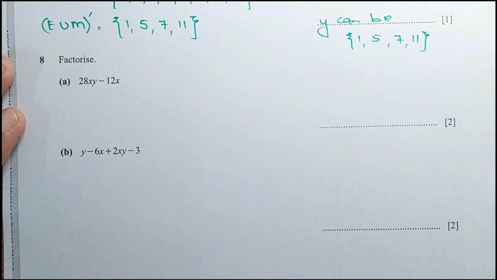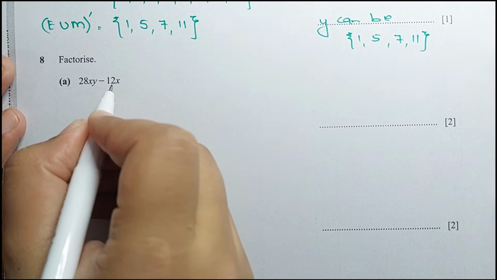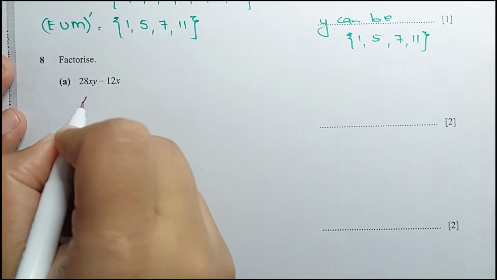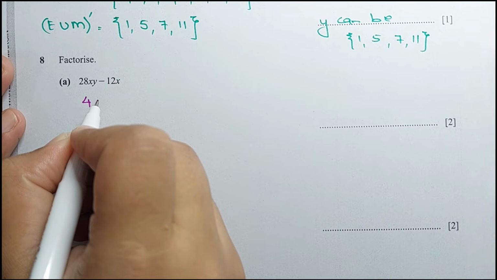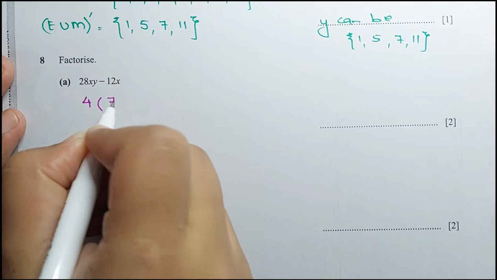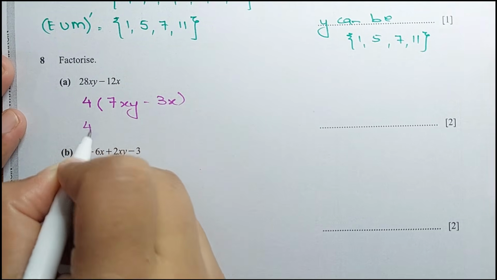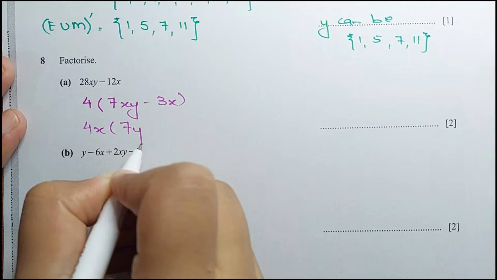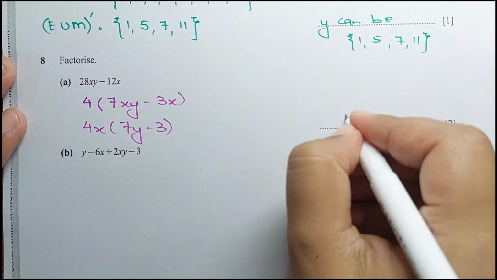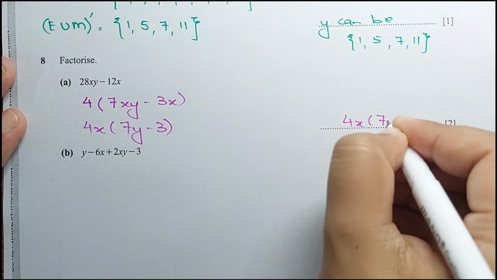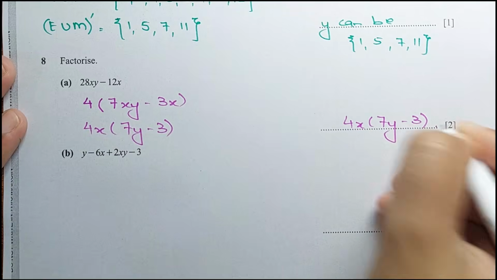Question number 8, we need to factorize. Part A, 28xy and 12x. So 4 is common. 4 times 7 is 28xy and 4 times 3 is 12x. Now x is in both, so 4x is common. 7y minus 3 is the other factor. So 4x into 7y minus 3.